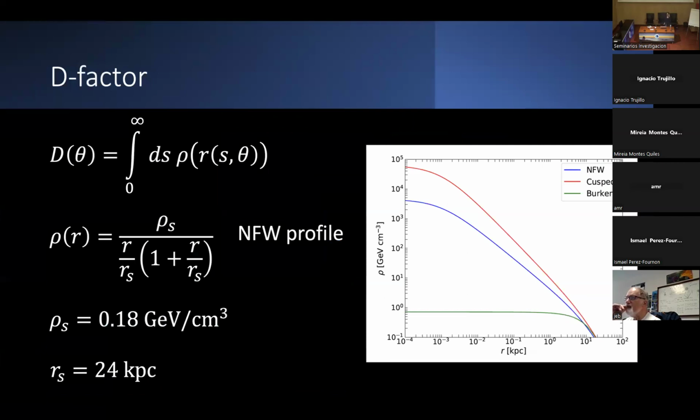Then you have the D factor. That's what I was saying before replying to the question. When I look in a certain direction in the sky, I can't really say the dark matter is coming from that specific redshift. I just receive all the signal coming from the entire line of sight. So what I have to do is that I have my density profile, and I have to integrate over the entire line of sight to have my cumulative emission. There are techniques to separate the signal, but in this case, you just see all of it.